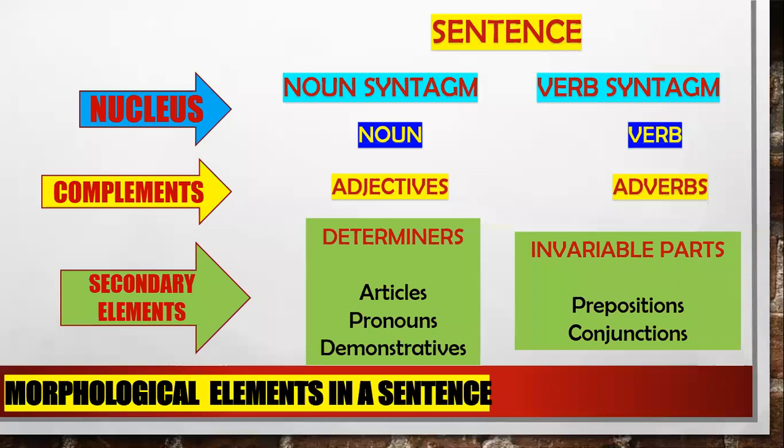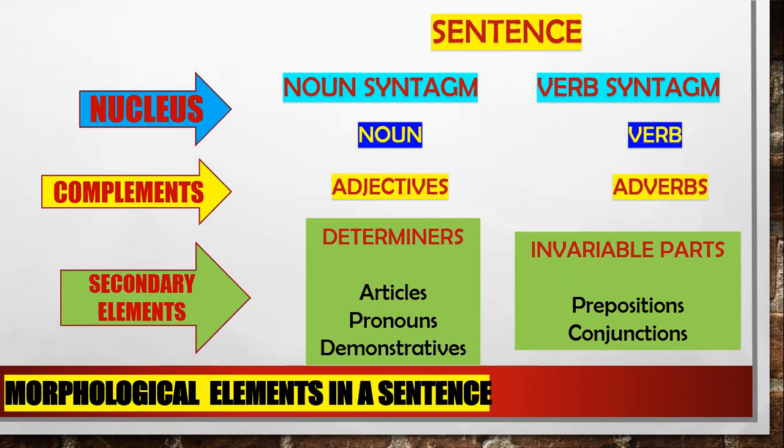Then we have other elements when we make up a sentence, and they are called secondary elements. We have the determiners and invariable parts. In the determiners, we have the articles, pronouns, and demonstratives. And in the invariable parts, we have the prepositions and conjunctions. So notice here that we have these two secondary elements in order to make up the sentences, to give a connection. Because you cannot make up a noun and a verb by themselves in a sentence, right?